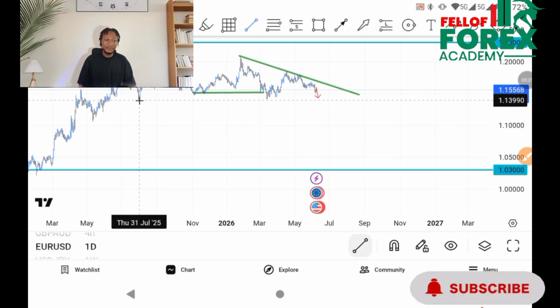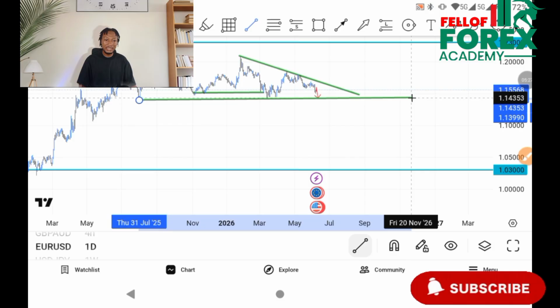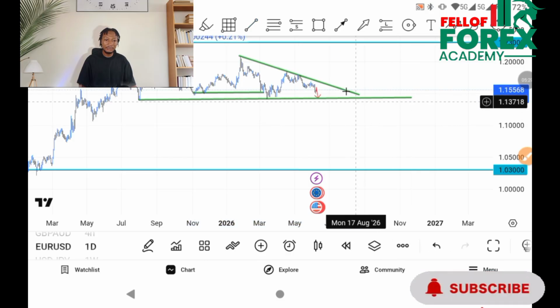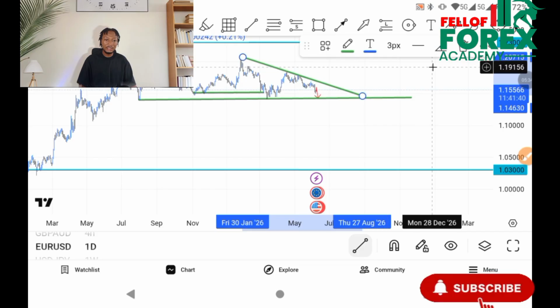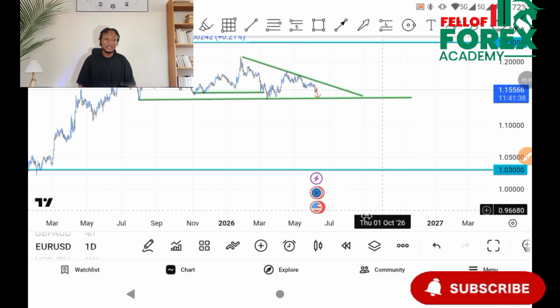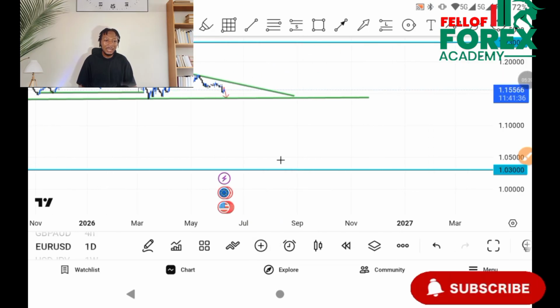Okay, so on this time frame, this is what we have. We have something like this. Okay, so this is as well a triangle. Okay, this is a triangle. So let's look at what's been happening on the daily.